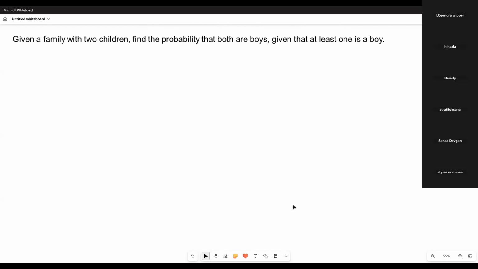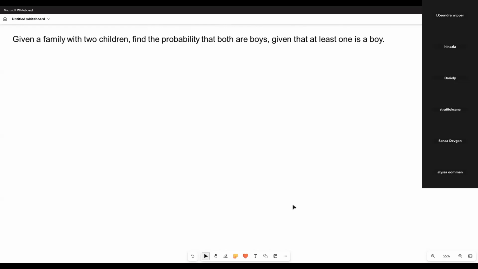Given a family with 2 children, so a couple who decide to have children, but just two. Okay. So find the probability that both are boys, given that at least one is a boy.